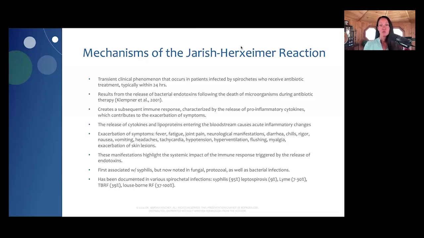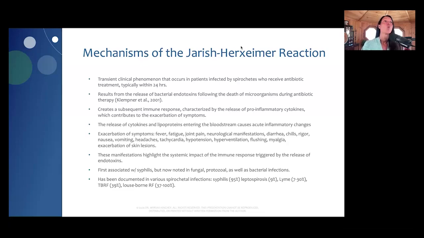So what happens is we have the release of what's called an endotoxin after the bacteria actually dies during antibiotic therapy. And the presence of this endotoxin causes an immune response, which is characterized by the release of pro-inflammatory cytokines, the chemical messengers of inflammation, which are going to exacerbate or make all symptoms worse. And this really makes sense, right? Because we know that the symptoms of Lyme disease are basically caused by the inflammation caused by these inflammatory chemicals.